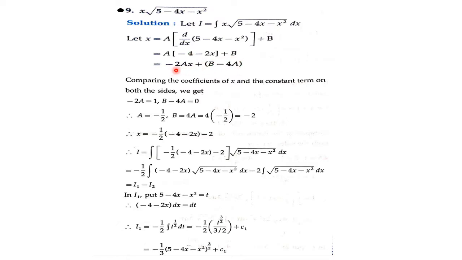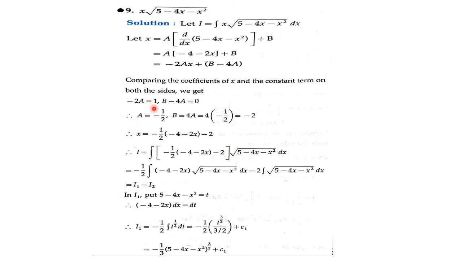Now these terms are separated as terms with x and terms without x. Now comparing the coefficients of x and the constant terms on either side, we have here x having coefficient 1, therefore minus twice a is equal to 1, and there is no constant on the LHS, so it is considered as 0, and on the RHS we have b minus 4a. Therefore, b minus 4a is equal to 0.